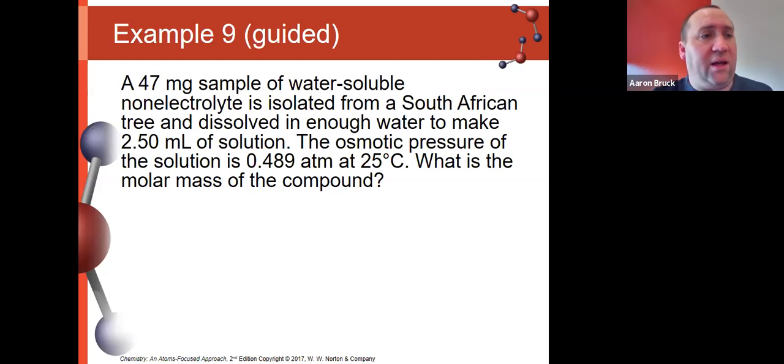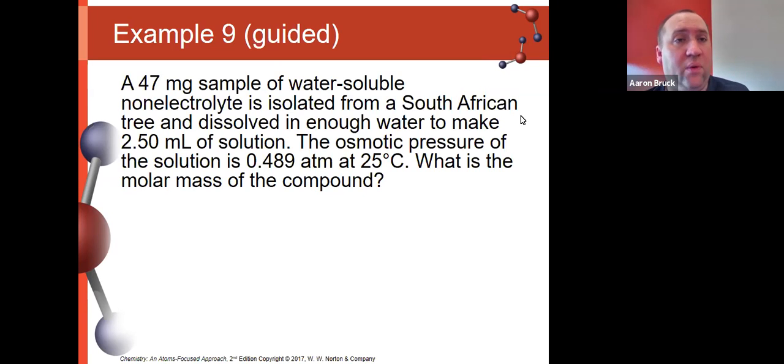With example 9 here, we are told we have a 47 milligram sample of a water-soluble non-electrolyte, isolated from a South African tree and dissolved in enough water to make 2.5 milliliters of solution. We determine that the osmotic pressure of the solution is 0.489 atmospheres at 25 degrees Celsius. What is the molar mass of the compound?